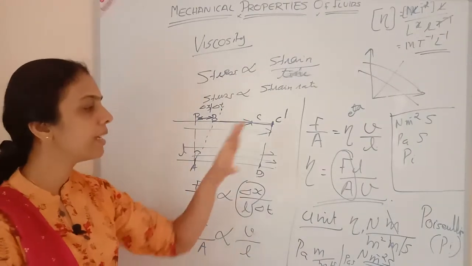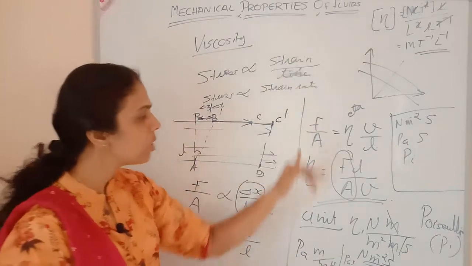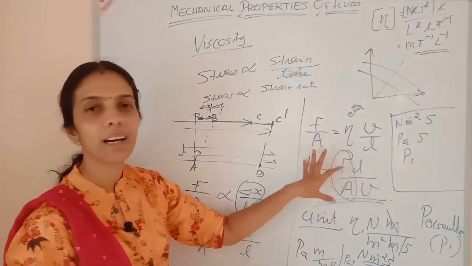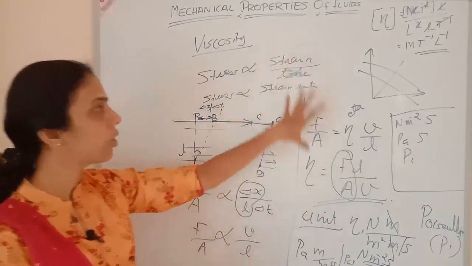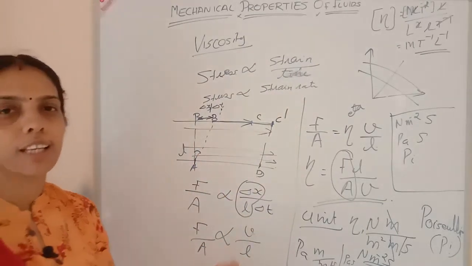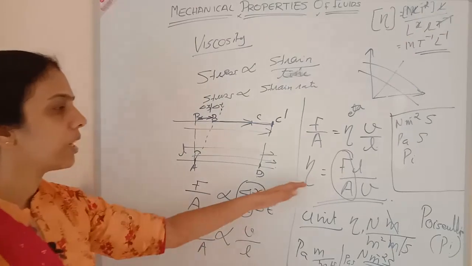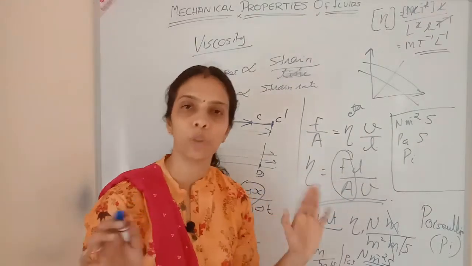See, there is no need to go through all those things by heart. Just remember the formulas and how we obtain that stress is proportional to strain rate. That proportionality constant is called the coefficient of viscosity. So FL by AV, that one you remember.